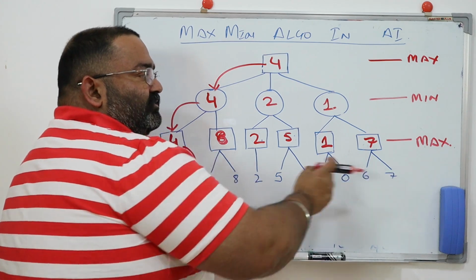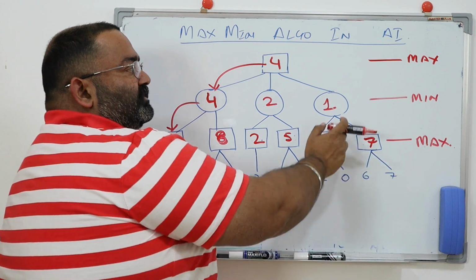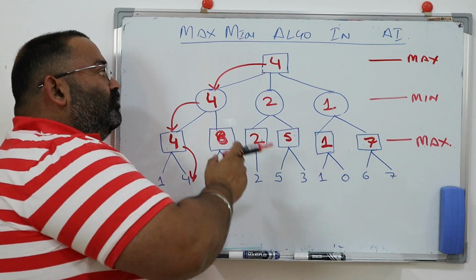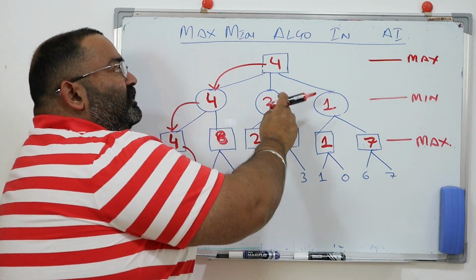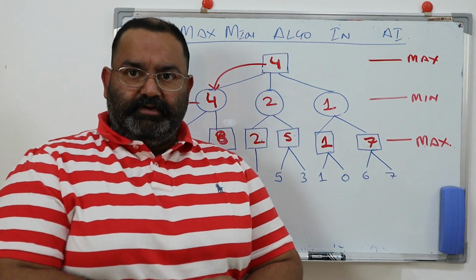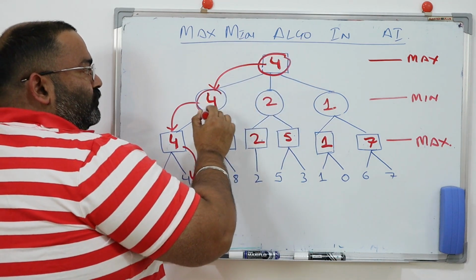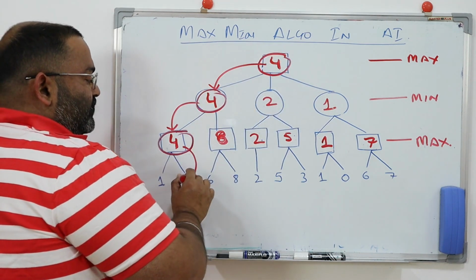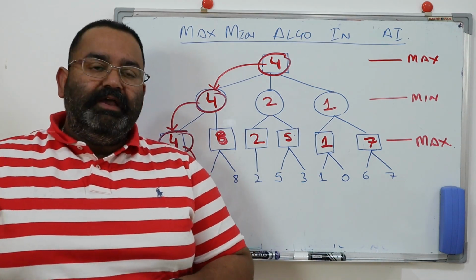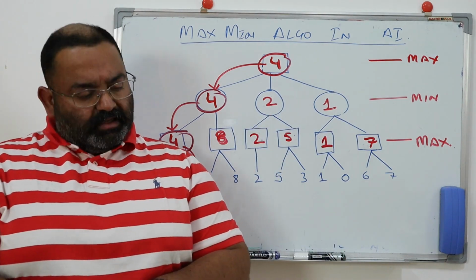And out of 6 and 7, which is the maximum value? 7 comes here. And out of 1 and 7, which is minimum? 1 is minimum. So it comes here. So then out of this 4, 2 and 1, which is maximum? 4. So 4 comes here. So I hope you understand that. Okay. So if we follow this path, 4, then this 4, then this node, and then this, Max has the maximum chances of winning. So that's all in the Maxmin algorithm.